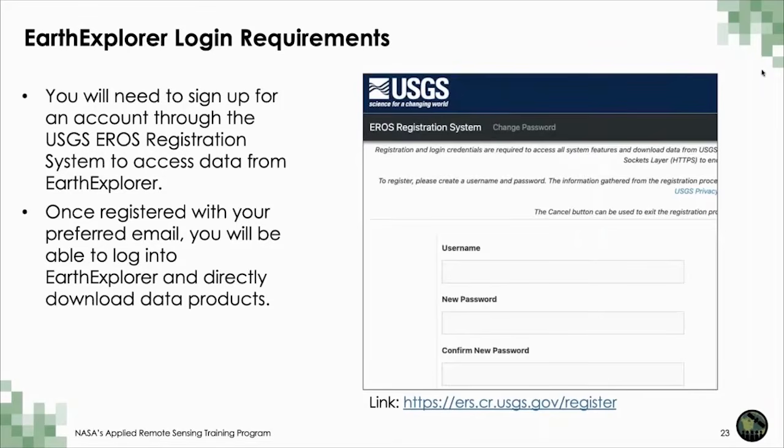In order to download data from Earth Explorer, you will need to sign up for an account through the USGS registration system. And here's a screenshot of what the registration looks like. Once you register, you'll be able to download data, and you'll be notified via email when a request has been received and when a request has been processed.